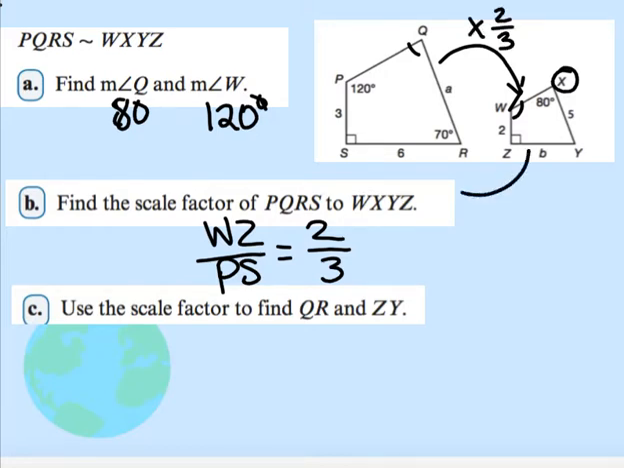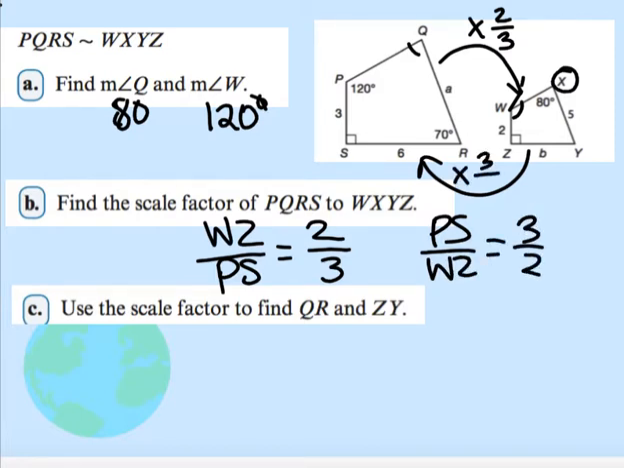Now what if I wanted to go back? Well, I would flip these and say PS to WZ is 3 to 2. And what you notice about these numbers is they are reciprocals of each other. That is going to happen whenever we go from one similar figure to the other and back.